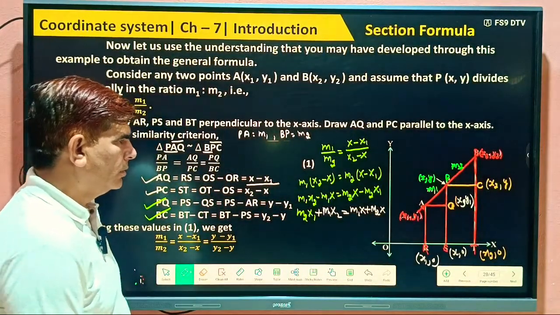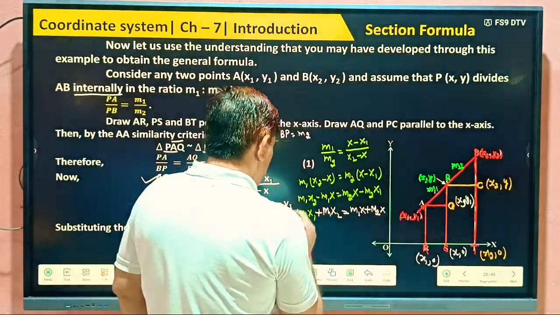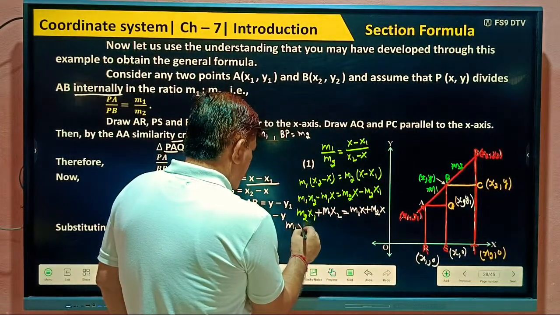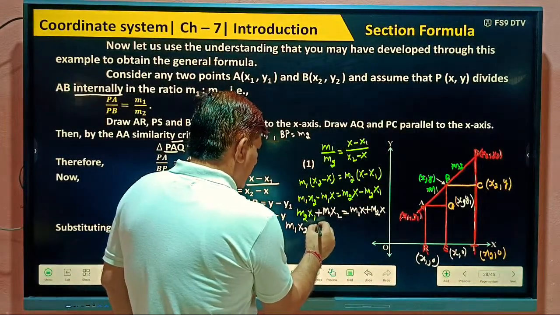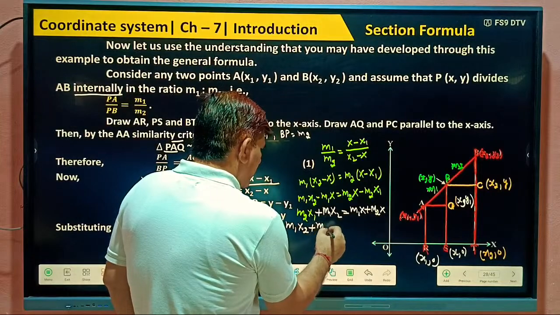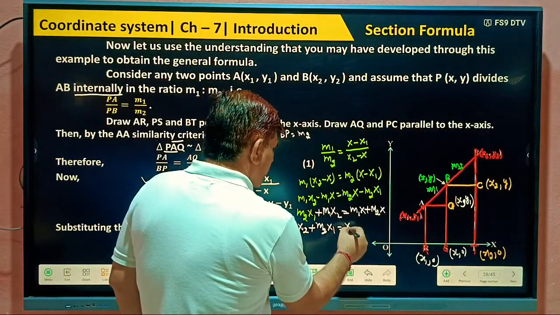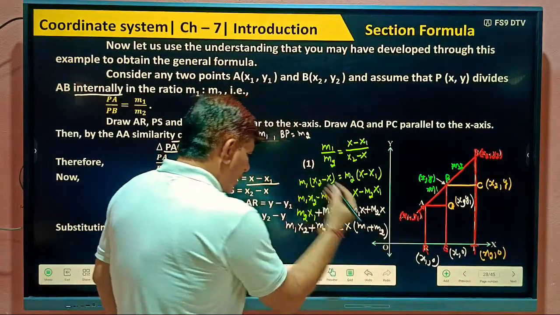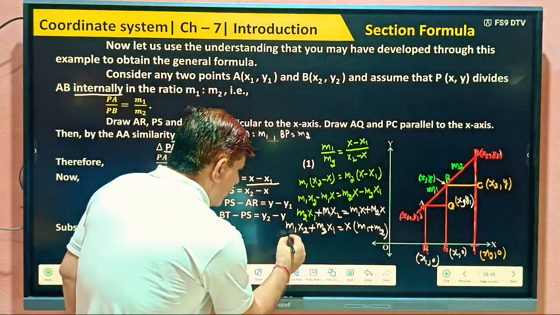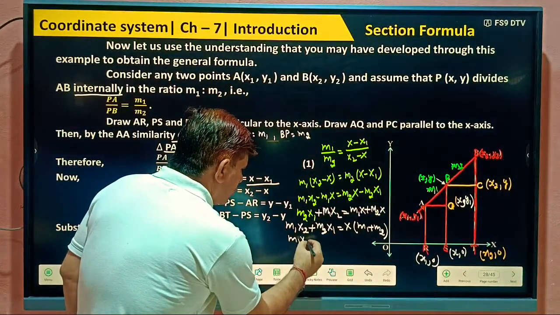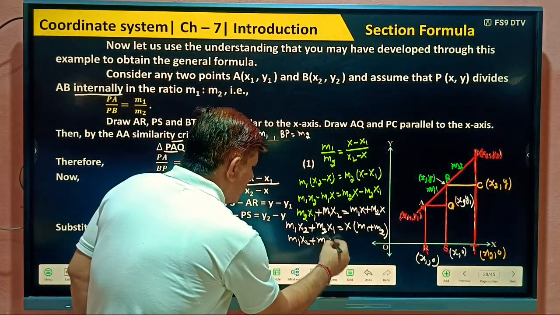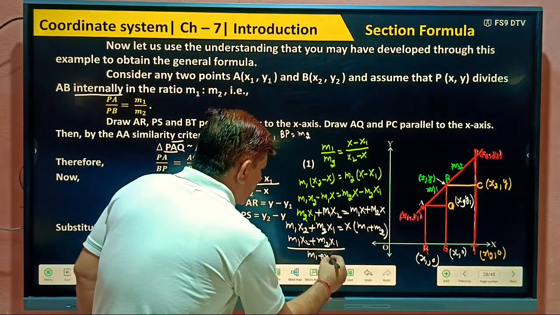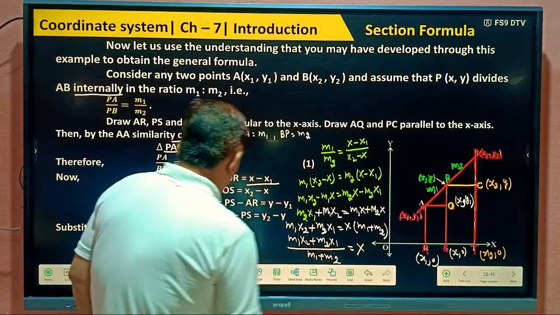What is common? X is common, so I have written M1 X2 plus M2 X1 equals X taken common, M1 plus M2. Bring it to the other side, so M1 X2 plus M2 X1 by M1 plus M2 is equal to X.